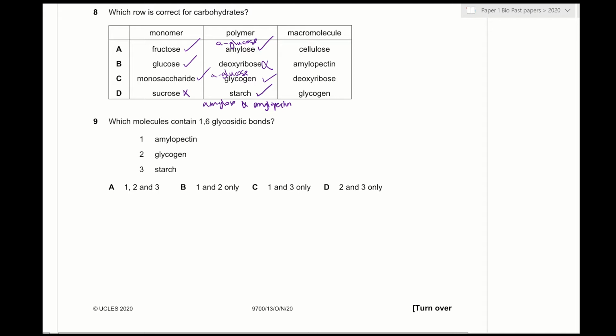Now moving on to macromolecule. Macromolecule is basically a giant molecule made of many monomers, and they don't have to be repeating. Let's start with cellulose. Yes, it is a macromolecule made of thousands of beta glucose monomers. Amylopectin is also a macromolecule made of many repeating units of alpha glucose. Deoxyribose is a monomer, so it's incorrect, and glycogen is correct and also made of alpha glucose repeating units, as we mentioned earlier. Therefore, the answer is going to be A.